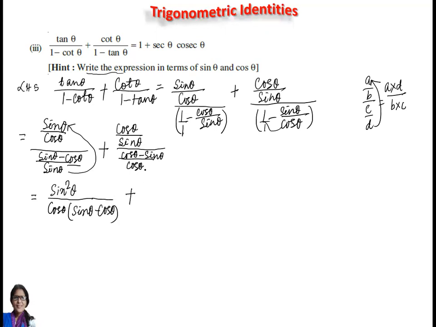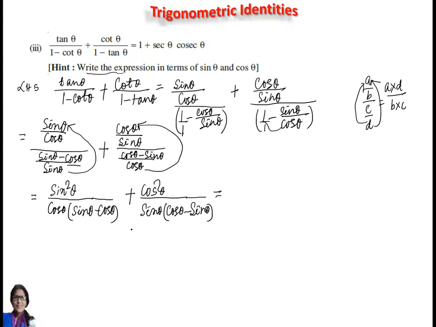And for the second one, cos theta will be multiplied with the numerator. As I do, D is multiplied with A, B is multiplied with C, so cos square theta, and here it will be sin theta multiplies cos theta minus sin theta. One part is completed.